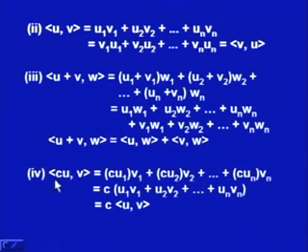The fourth property is (cu, v). We consider the right hand side by applying the definition: cu1 v1 plus cu2 v2 plus cun vn. c can be taken outside. So what we have is c times (u1 v1 plus u2 v2 plus un vn), and this is nothing but c times the inner product of u comma v. That proves the last property, and this means the definition which we have given is the definition of an inner product.